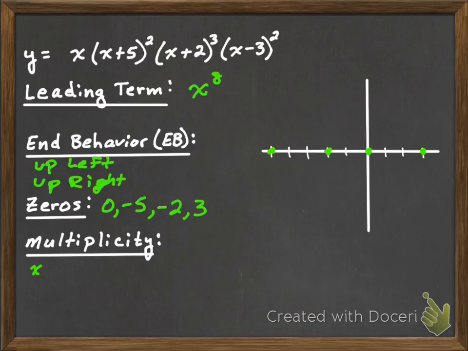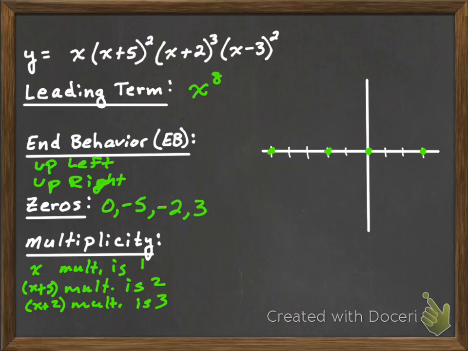The multiplicity. The x has a multiplicity of 1. X plus 5 has a multiplicity of 2. X plus 2 has a multiplicity of 3. And then x minus 3 has a multiplicity of 2. All right, so the end behavior is up in both directions. So we know that we're going to go up this direction and up this direction.